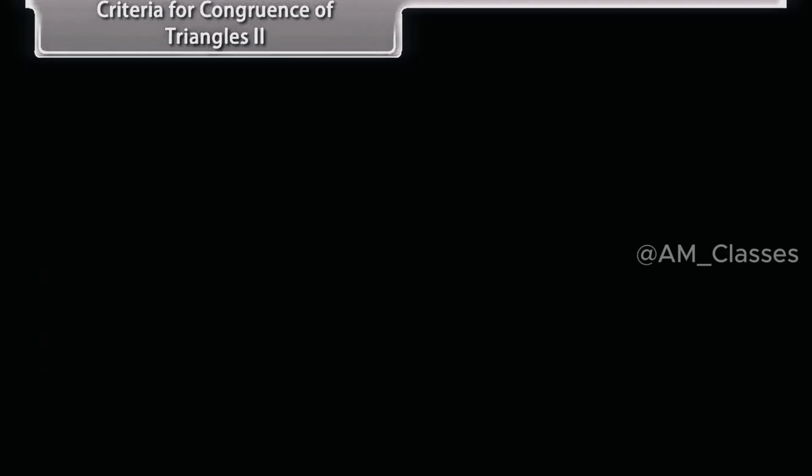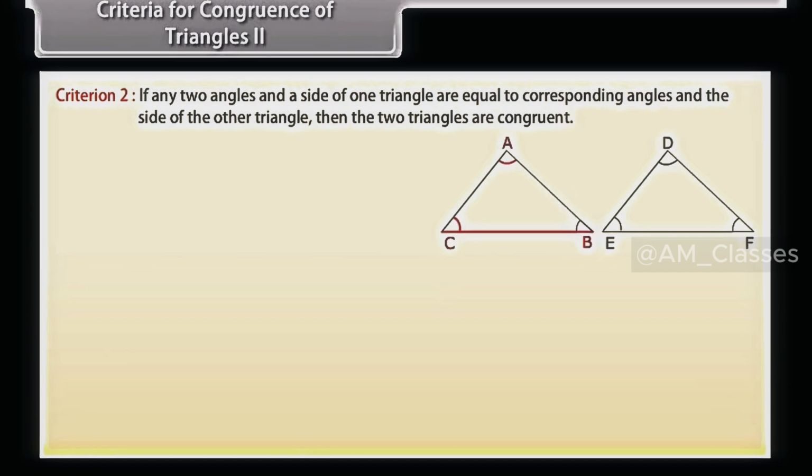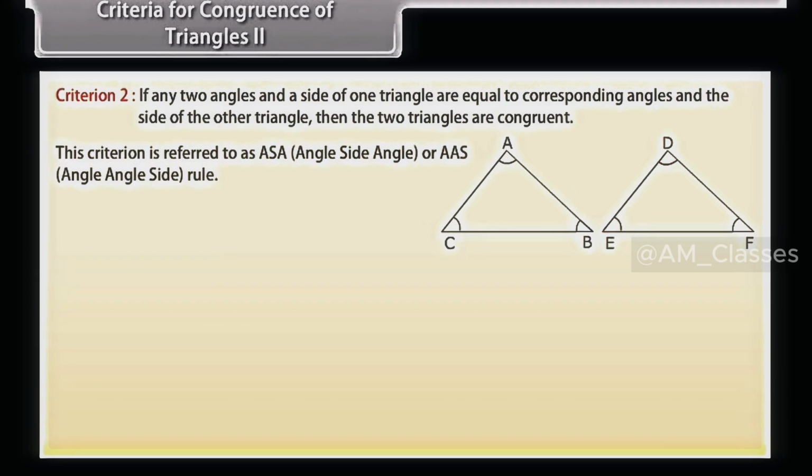Criteria for congruence of triangles 2. The next criterion for the congruence of triangles is that if any two angles and the side of one triangle are equal to the corresponding angles and the side of the other triangle, then the two triangles are congruent. This criterion is referred to as ASA, angle side angle, or AAS, angle angle side rule. Let's solve an example now.